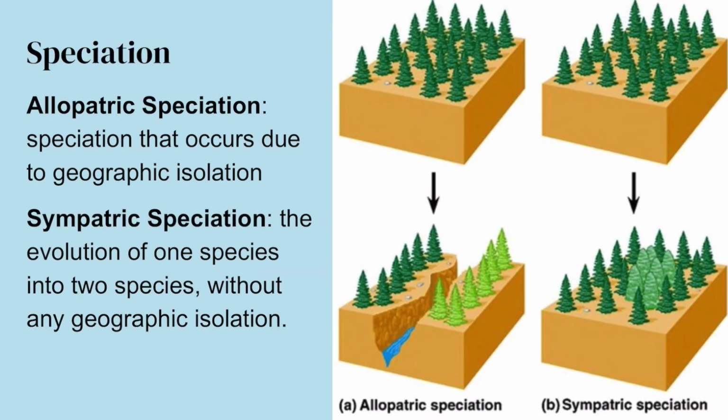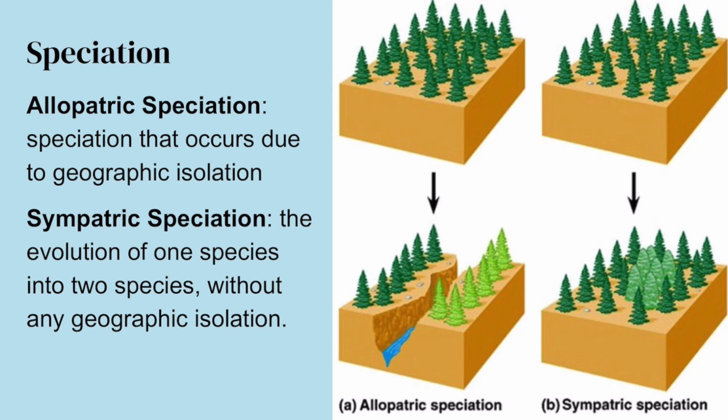All right, so we finally made it through microevolution. Now we're going to look at macroevolution, which is also called speciation. And this is the formation of new genetically distinct species. There's two types of speciation that you need to know. The first one is allopatric speciation, and this is speciation that occurs due to geographic isolation.